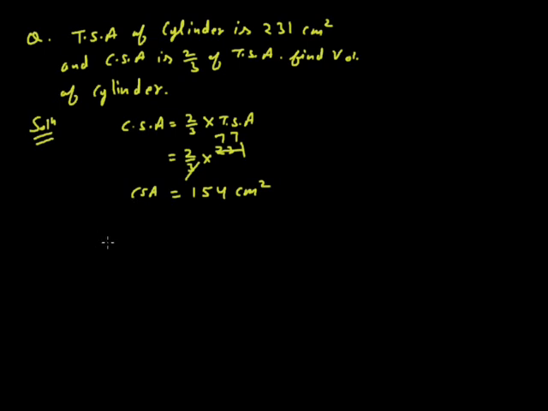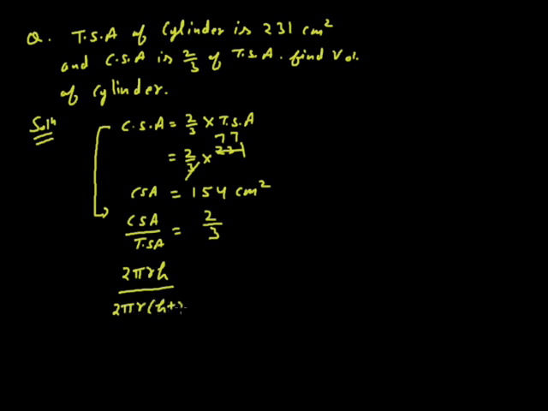Now from this statement we can say that curved surface area upon total surface area, after shifting total surface area to the left hand side, is equal to 2 by 3. Now the curved surface area, we know, is 2 pi rh, and the total surface area formula is 2 pi r bracket h plus r, which is equal to 2 by 3. Now cancelling common terms, 2 pi r and 2 pi r get cancelled. So we are left with h upon h plus r, which is equal to 2 by 3.